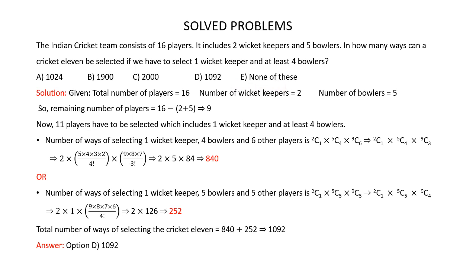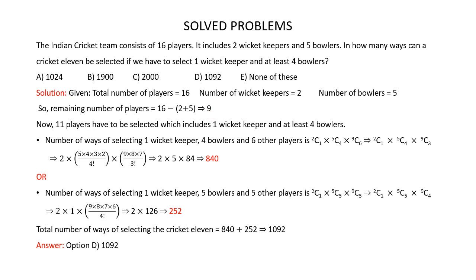Now it's given that the total number of players in the Indian cricket team is 16. Number of wicket keepers is 2 and number of bowlers is 5. So the remaining number of players is 16 minus 2 plus 5, which is 7. So 16 minus 7 is 9. So the remaining number of players is 9.